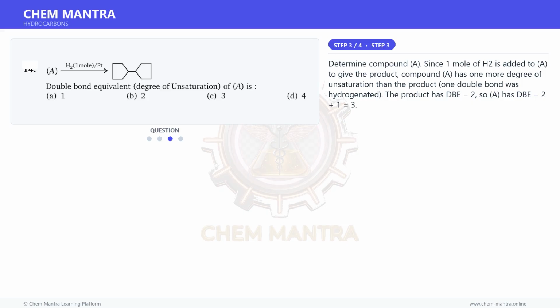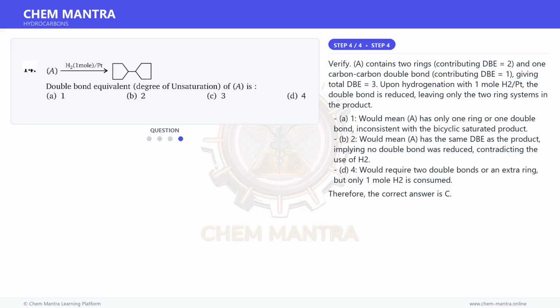Determine compound A. Since 1 mole of H2 is added to A to give the product, compound A has 1 more degree of unsaturation than the product, 1 double bond was hydrogenated. The product has dB equal to 2, so A has dB equal to 2 plus 1 equals 3. And for the final step, verify.